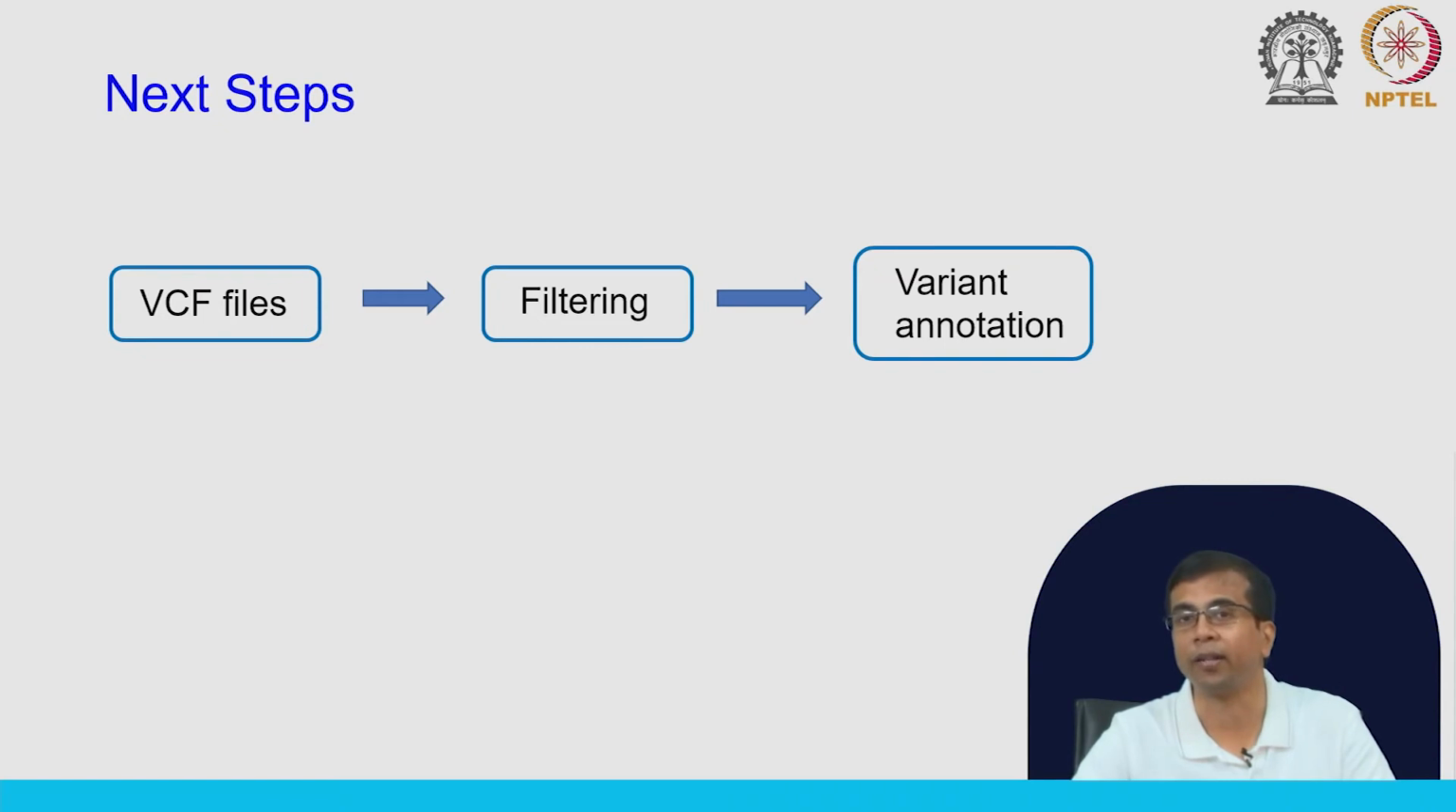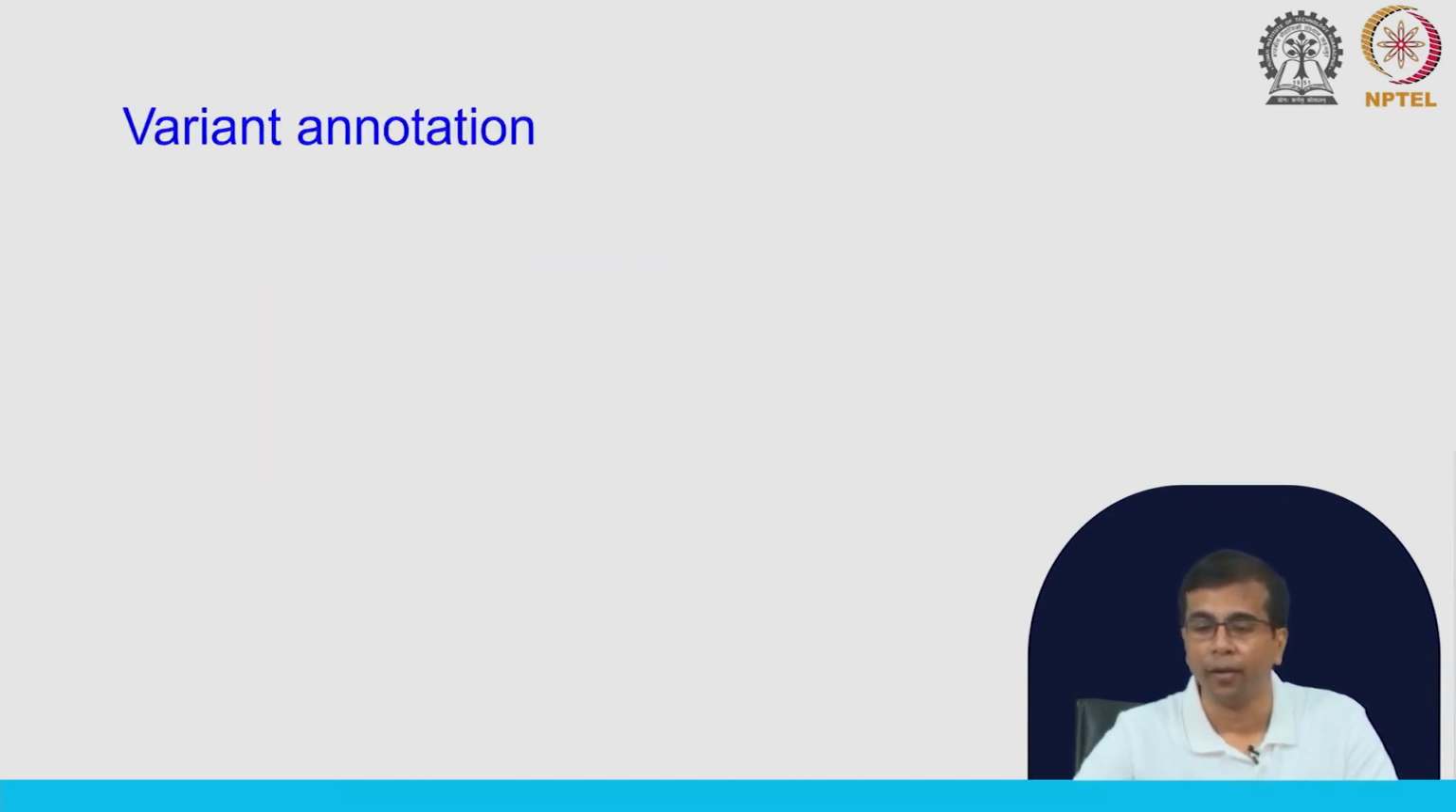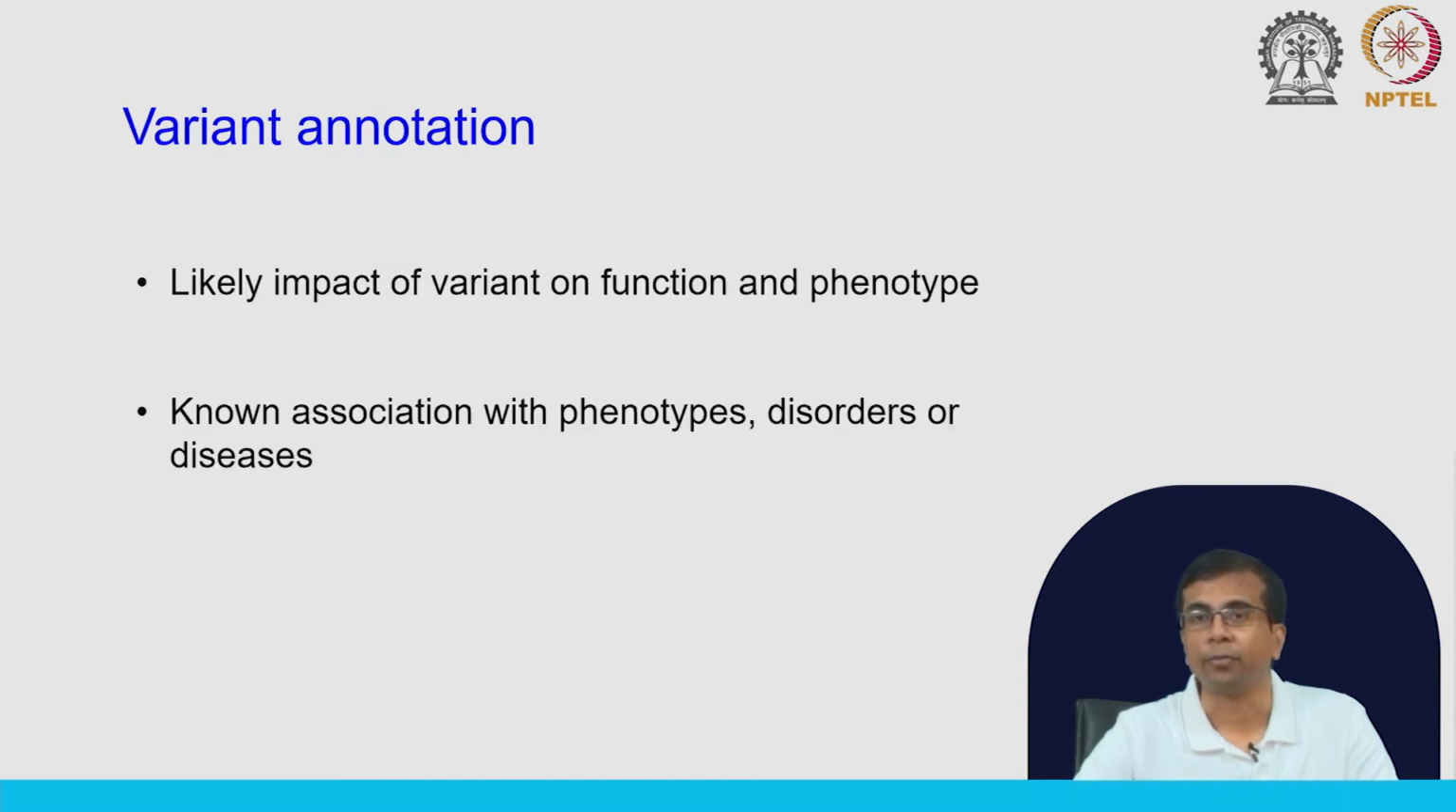Okay. So, for any variant call, you have to interpret what this variant actually means and whether there is any significance of this variant in your data. Okay. So, what we are doing by annotation is measuring the likely impact of a variant on function, maybe gene function or cellular function and cellular phenotype. So, we can probably map it to certain genes, or we can look at known association with phenotypes, disorders or diseases. Okay. So, whether this variant has been seen in other individuals and has been associated with certain diseases, for example, genetic diseases. So, this kind of annotation we can do.